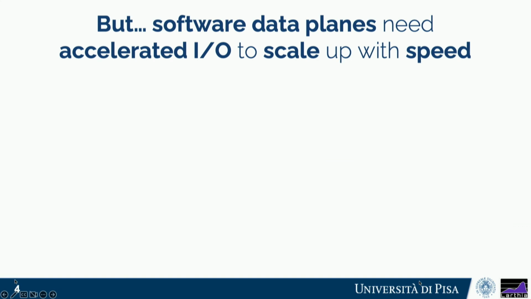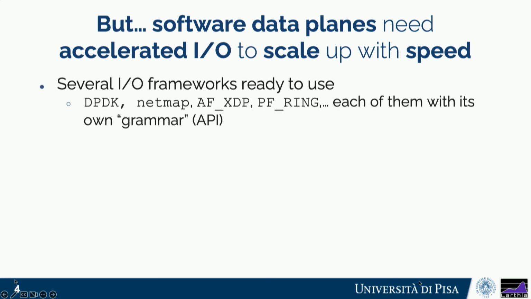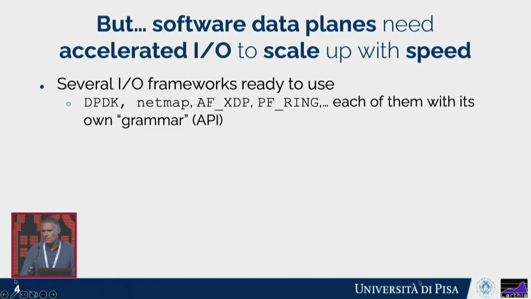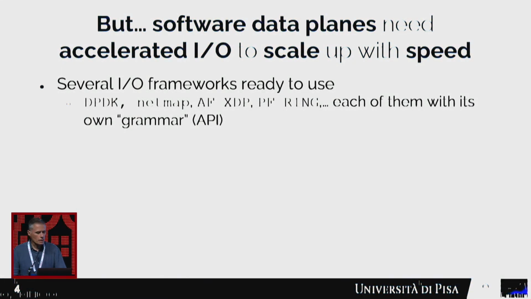And to do that, they generally use accelerated I/O network APIs, like DPDK, Netmap, PF_RING, and so on. All of them, obviously, come with their own grammar, their own API. So basically, if you write an application that is supposed to work, for example, with Netmap, you cannot move it quite easily on top of some other framework.